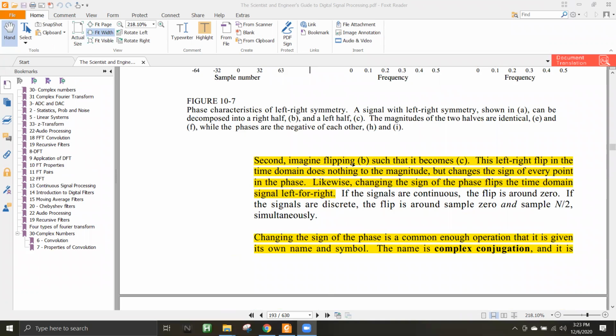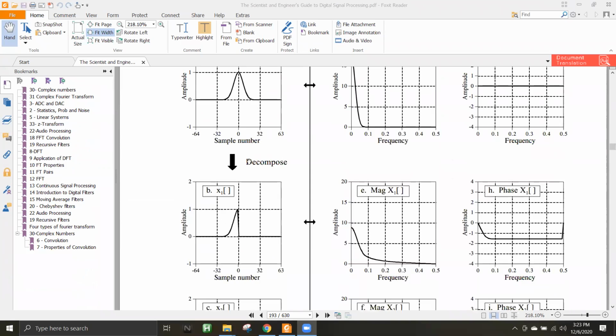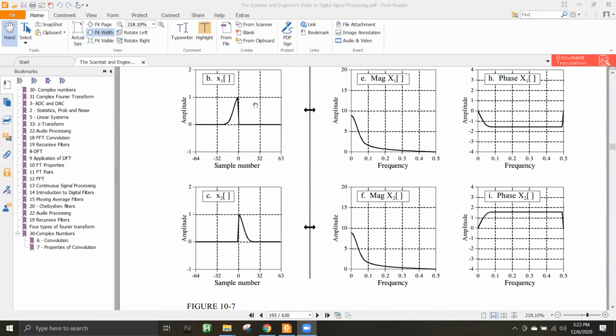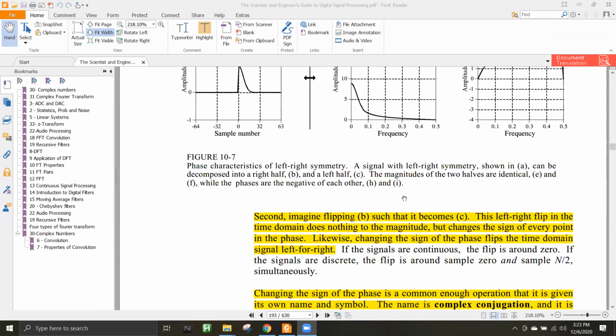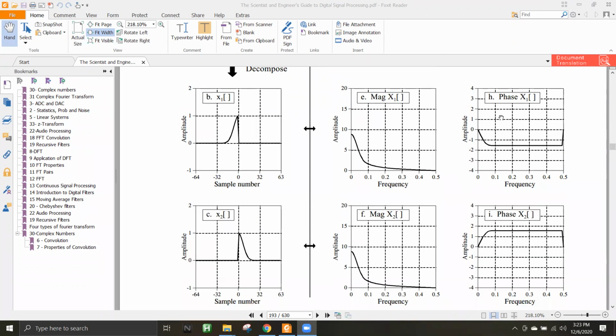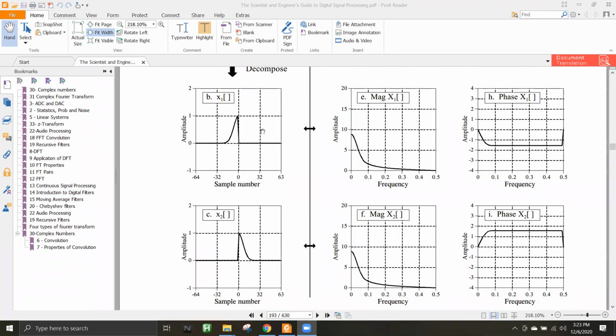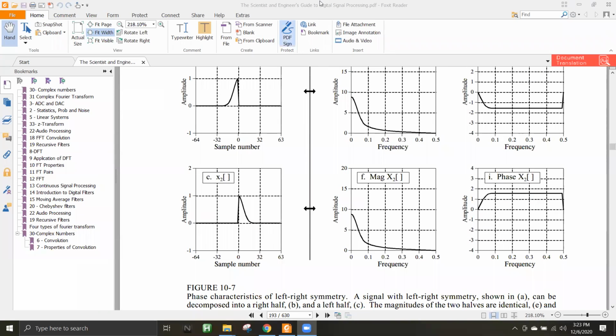Okay, so imagine flipping B such that it becomes C. Notice that this one can be decomposed to get these two parts. Also, only from this part you can get C just by flipping this one left to right. And this left to right flip makes the phases get inverted. So all the phase values that were negative got multiplied with -1 and became positive here. This is another takeaway: any left right flip in the time domain corresponds to multiplying the phase with -1.